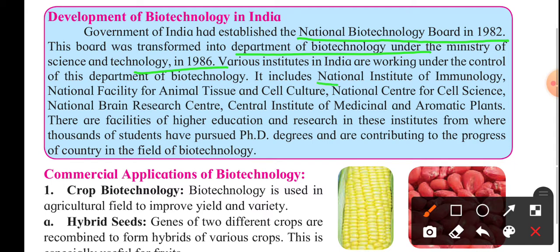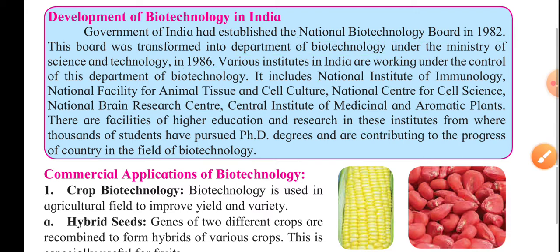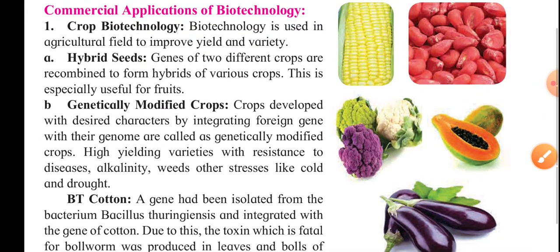Further, it includes the National Institute of Immunology, National Facility for Animal Tissue and Cell Culture, National Centre for Cell Science, the National Brain Research Centre, and the Central Institute of Medicinal and Aromatic Plants. These are facilities of higher education and research in these institutes, from where thousands of students have pursued PhD degrees and are contributing to the progress of the country in the field of biotechnology.